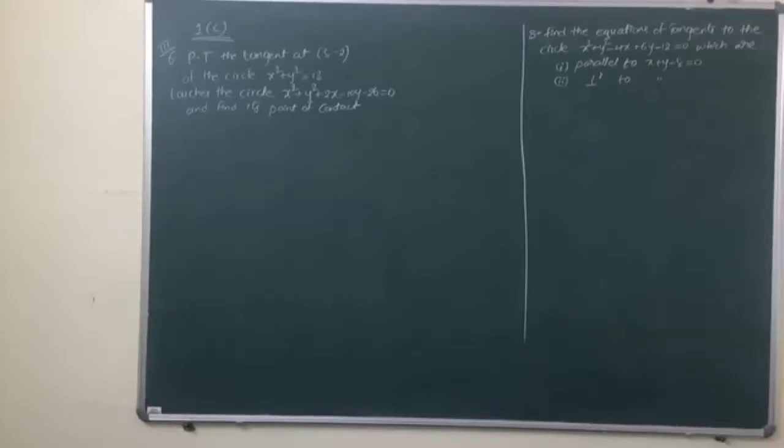First one, S1 is equal to 0. Next, you will get a line. Now you have to prove that the line is tangent to the circle. How do you prove that? The perpendicular distance is equal to radius. And then the third part is point of contact.